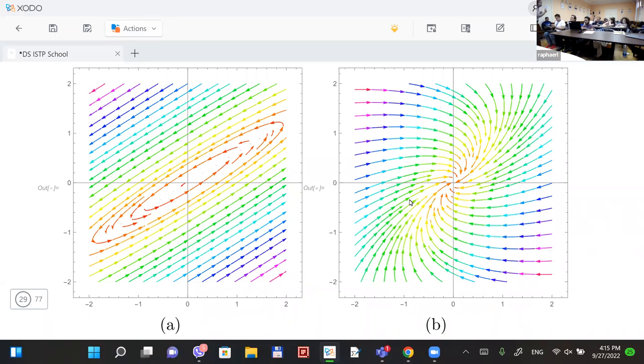So the degenerate node is something between the focus and the node. We can transform it also in that sense.